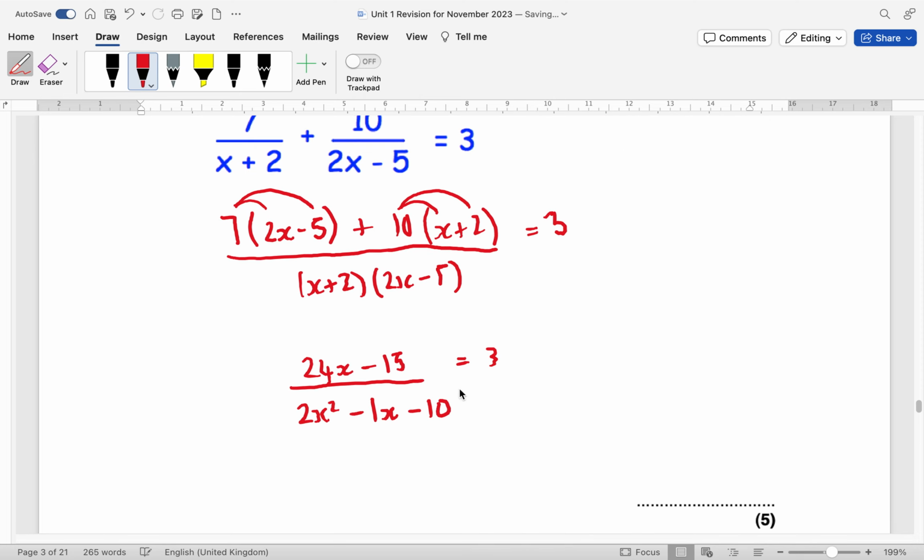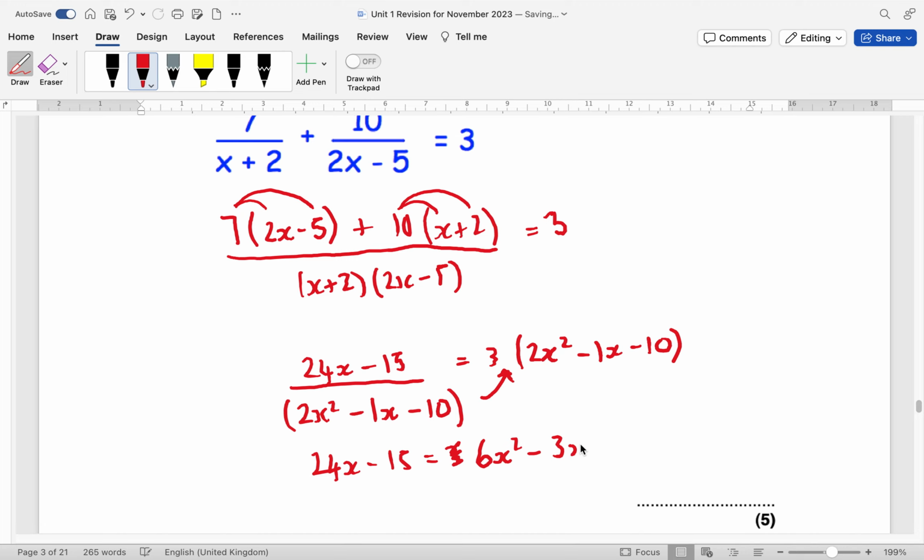The bottom now can come up as a times. That can come up here and be written here. Again, I'm jumping steps because I haven't got a lot of space, so I'm doing this all on kind of one line here, okay? 24x minus 15 equals 6x squared minus 3x minus 30. So I've timesed all those things by that 3.